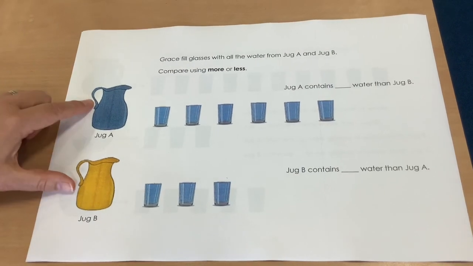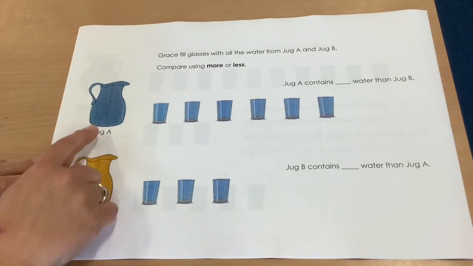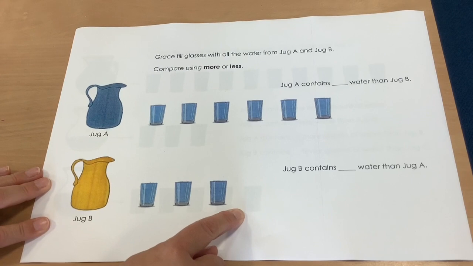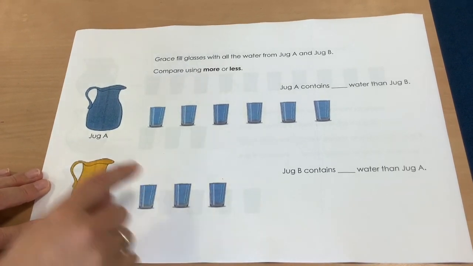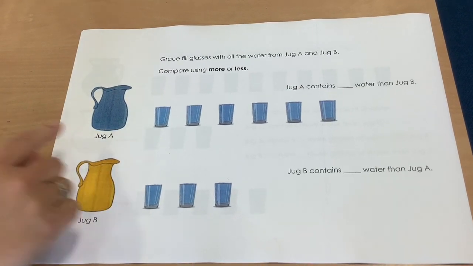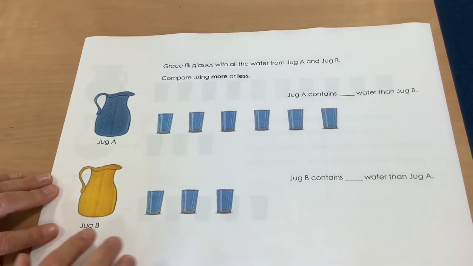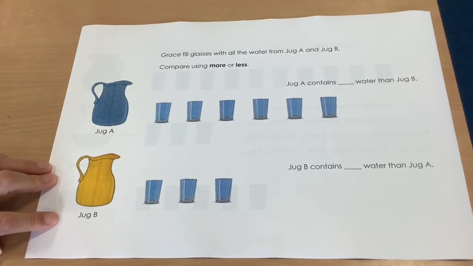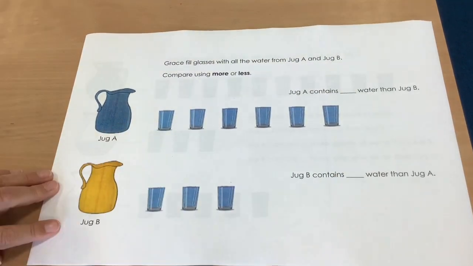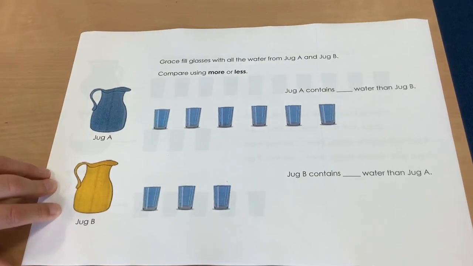So here we have a couple of jugs. Now Grace fills the glasses with all the water from jug A in these glasses and all the water from jug B in these glasses. So what does that tell us about how much water was in each of the jugs? Well, it tells us that jug A has 6 glasses of water and jug B had 3 glasses of water. So we can say then that jug A contains more water than jug B, and jug B contains less water than jug A.